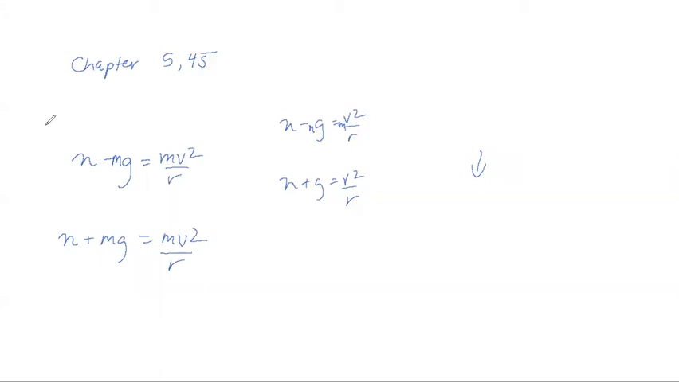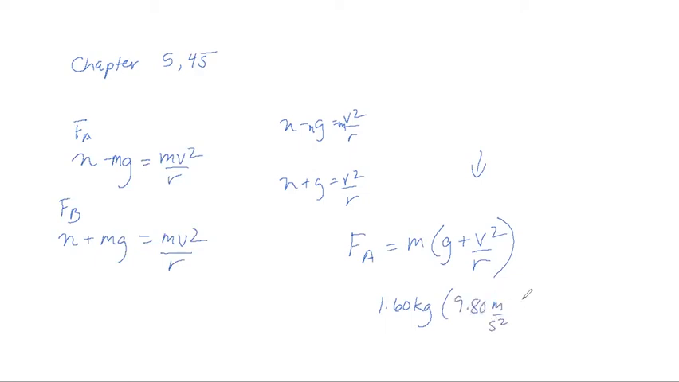So for point A, I guess the solutions call it FA and FB. So we're solving for that. FA is going to be equal to mg plus v squared over r, which is 1.60 kilograms times 9.80 meters per second squared plus 12.0 meters per second quantity squared divided by 5.0 meters. And that's going to give us 61.8 newtons. So FA equals 61.8 newtons.